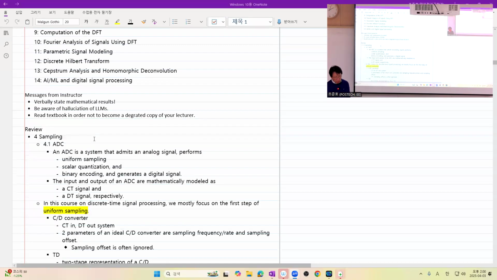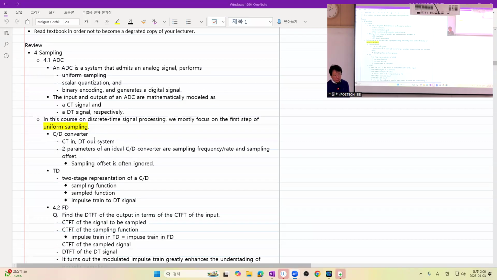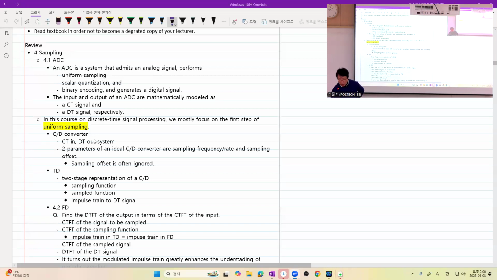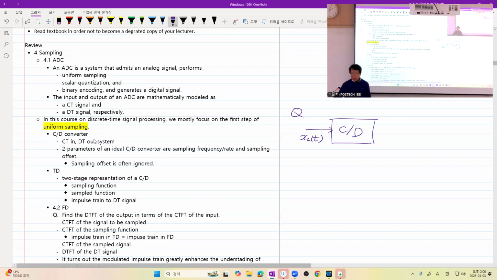And we've seen actually most of the things to be covered in chapter 4. The most important question is this one. So here is your C2D converter. And the input is a continuous time signal denoted by x sub c of t. And your output is denoted by x of n.